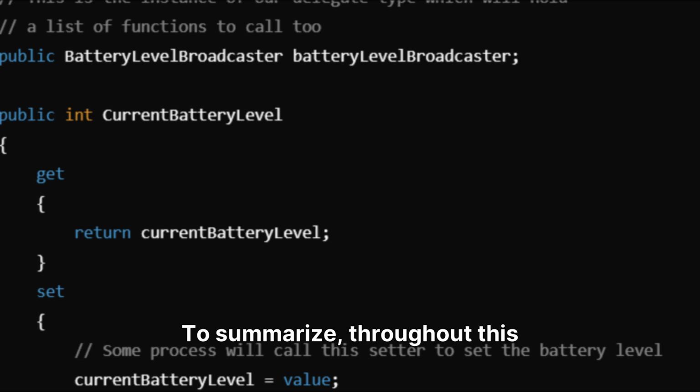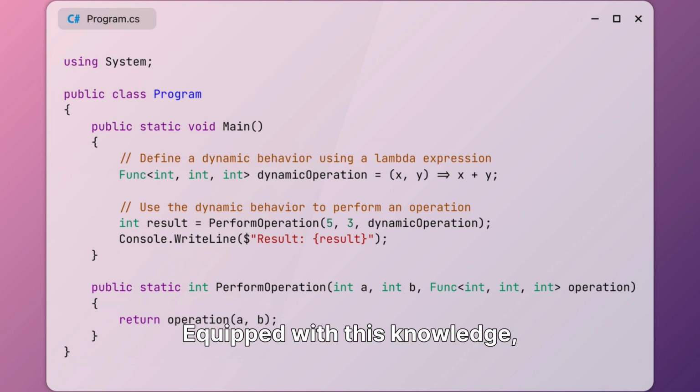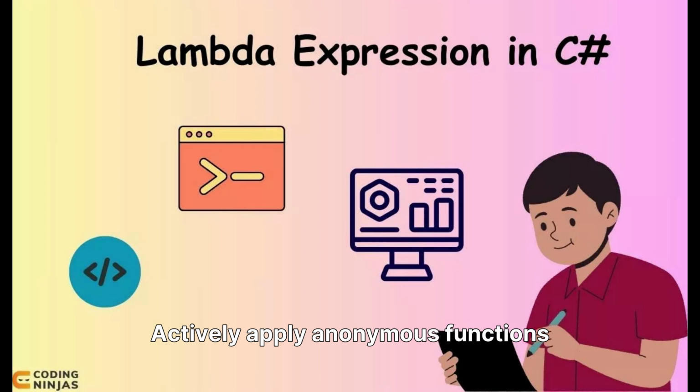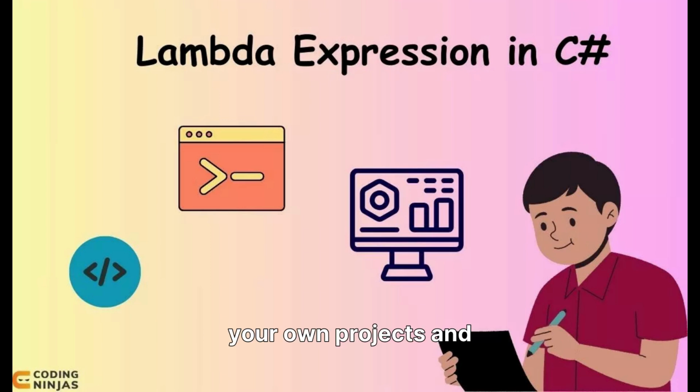To summarize, throughout this comprehensive video, you have gained a thorough understanding of C# anonymous functions, including their definition, usage with the delegate keyword, and the more compact inline delegate syntax. Equipped with this knowledge, you now possess the skills to write more concise, flexible, and expressive C# code by effectively leveraging the power of anonymous functions and Lambda expressions in your daily programming tasks. The key to mastering these concepts lies in consistent practice. Actively apply anonymous functions and Lambda expressions in your own projects and exercises to solidify your understanding and become a truly proficient C# developer.